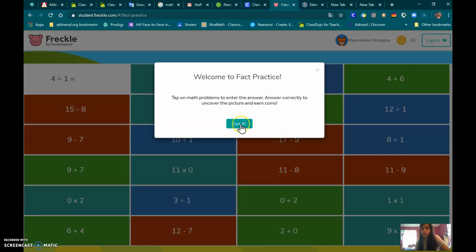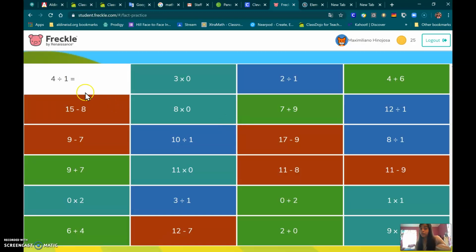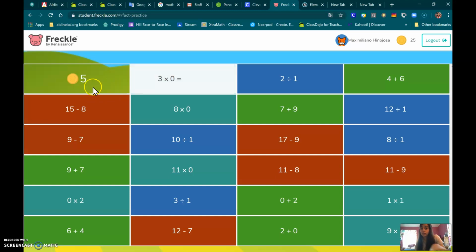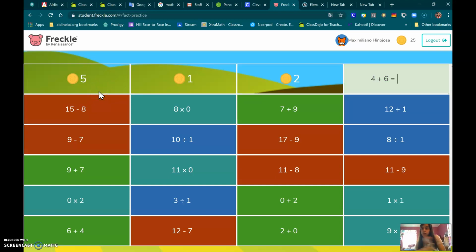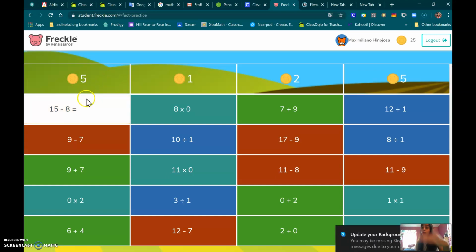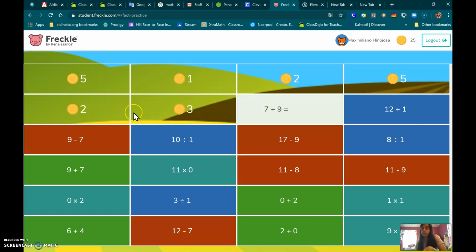So the fact practice is kind of simple. 4 divided by 4 is 4. And then you put enter. You get 5. 3 times 0 goes 0. You got 1 because it's like a math fact that's similar. 2 divided by 1 equals 2. So it gives you coins depending on when you need help. But as you can see, you can earn coins just by knowing those math facts. 7. But it has a little bit of everything.